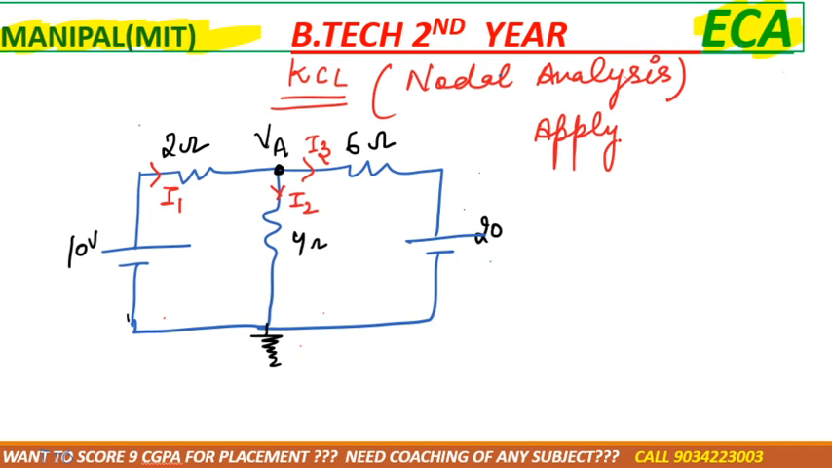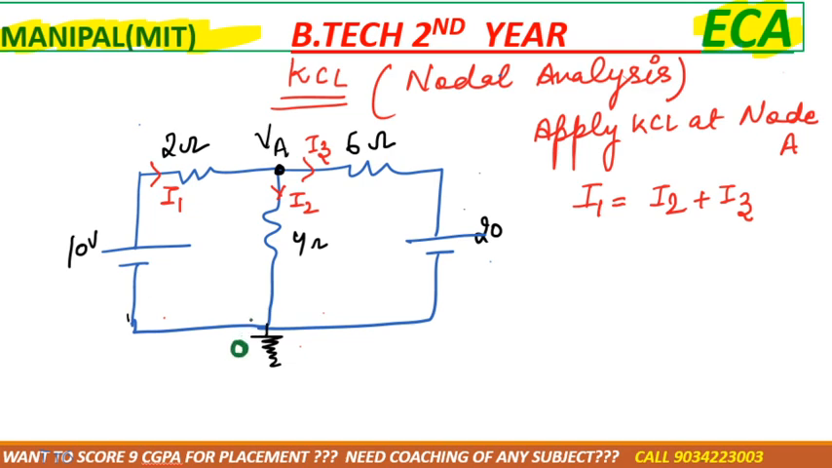After this, what do we need to do? Apply KCL at node A, right? And that would be how much? I1 is equal to I2 plus I3, correct? Now tell me, I1 is moving from which node to which node? It is moving from the ground. At ground the potential is how much? 0, right? So I1 is moving from 0 to VA. We have to see from node to node basically.